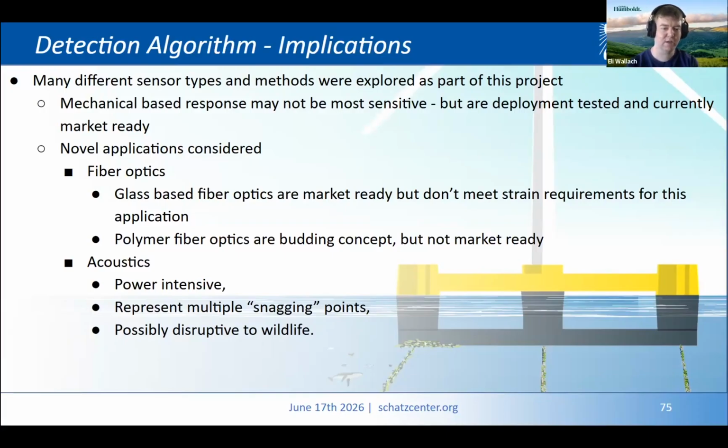We also considered the possibility for acoustic detection or acoustic imaging approaches. These have several drawbacks, including that they are very power intensive. They add additional complexity to the system and additional snagging points for gear and wildlife. And they could be loud enough to be disruptive to wildlife on their own.